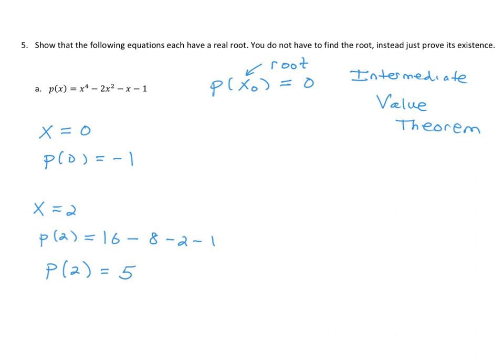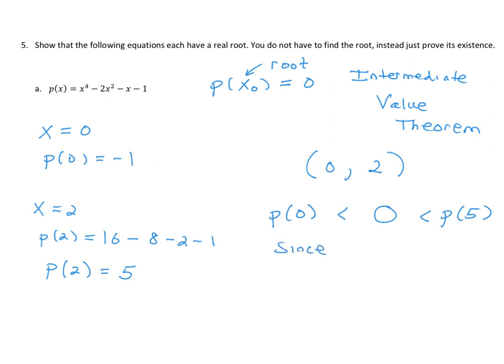So here's what we know. On the interval from x equals 0 to x is equal to 2, I know that p of 0 is negative. It's less than p of 2, which is positive, and therefore the number 0 is the y value between them.